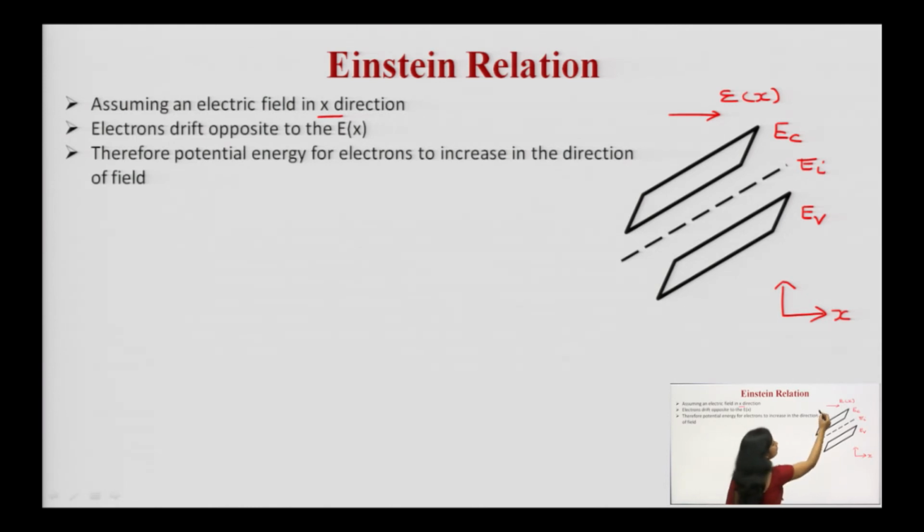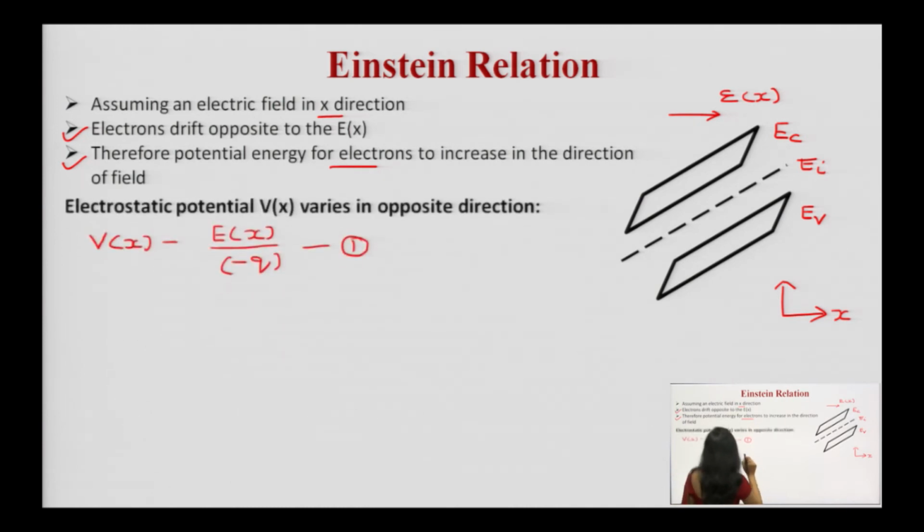If the applied electric field is in the plus x direction, electrons drift opposite to Ex. If the electric field is in the x direction, electrons will move towards the opposite direction, minus x direction. Therefore, potential energy for electrons increases in the direction of the field. This electrostatic potential, which is written as Vx, varies in the opposite direction, and this electrostatic potential can be written as what?